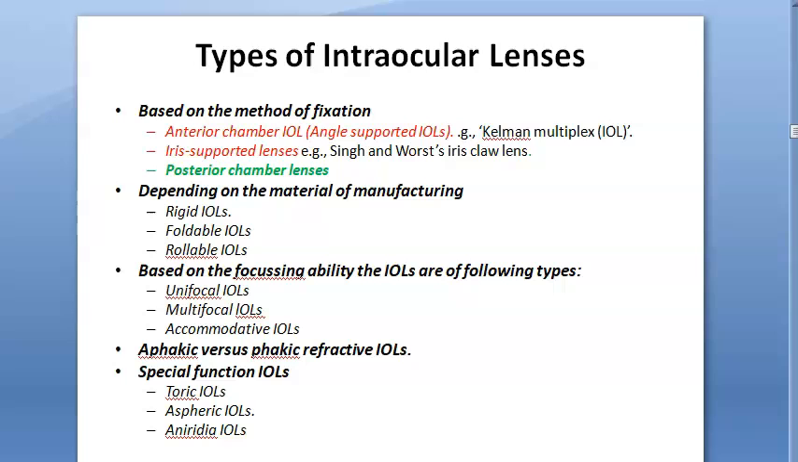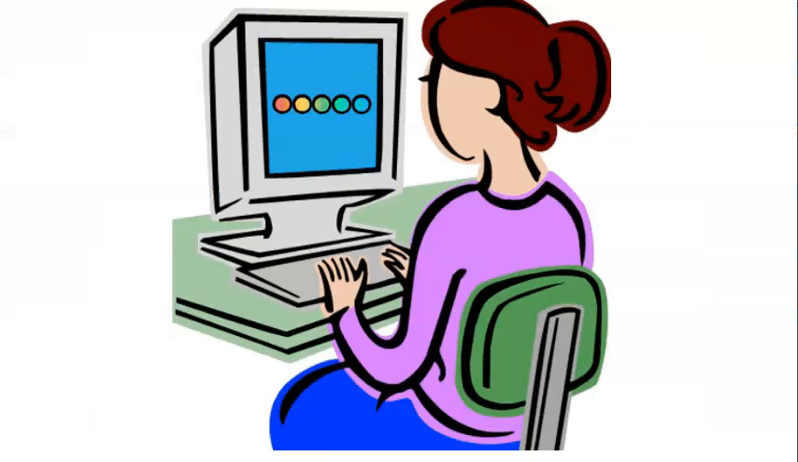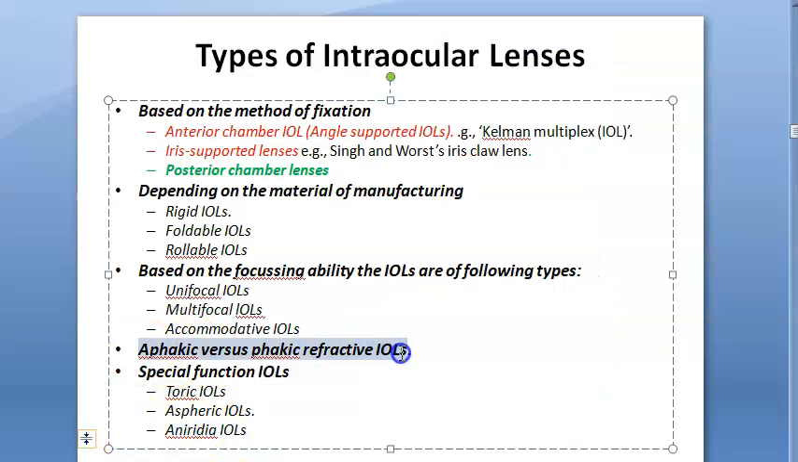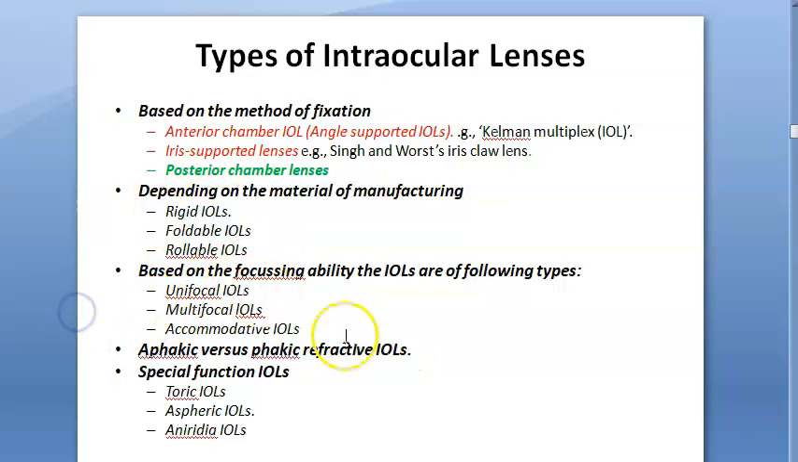So in the exam, if they ask you types of intraocular lens, what and all will you write? Anterior, iris, posterior, unifocal, multifocal, accommodative, then toric, then aspheric, then aniridia, then aphakic versus phakic, refractive, then rigid, foldable, rollable. Please don't forget. So many. 1, 2, 3, 4, 5. 5 types of classifications. Okay, let's move on now.